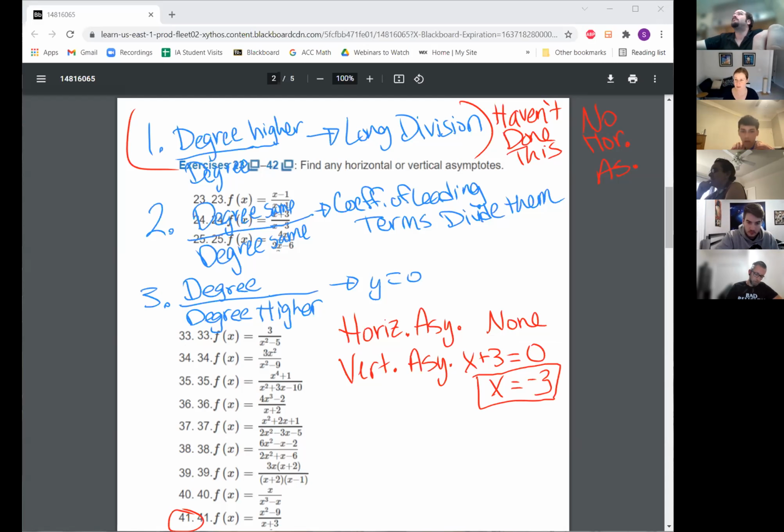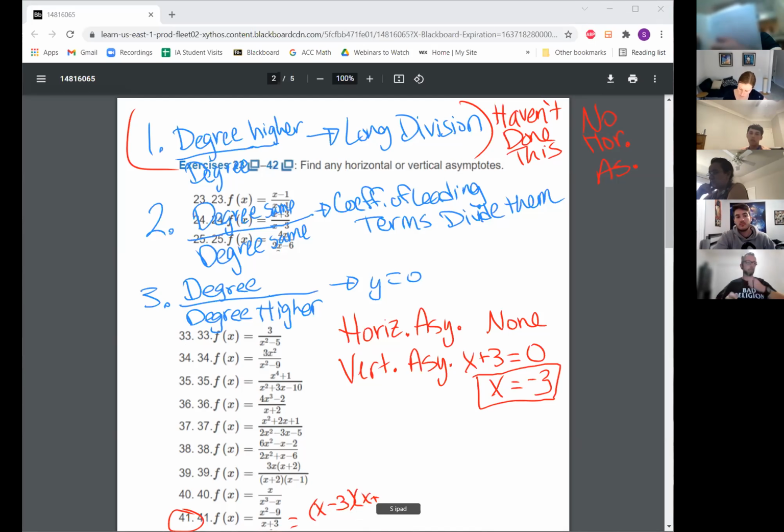Teacher, I think we made some mistakes here because we have the equation as x squared minus 9 over x plus 3. I think we first need to factor this polynomial as x minus 3 times x plus 3. Cancel x plus 3 with x plus 3. It's going to be f of x equals x minus 3. In this case, we don't have any horizontal or vertical asymptotes.